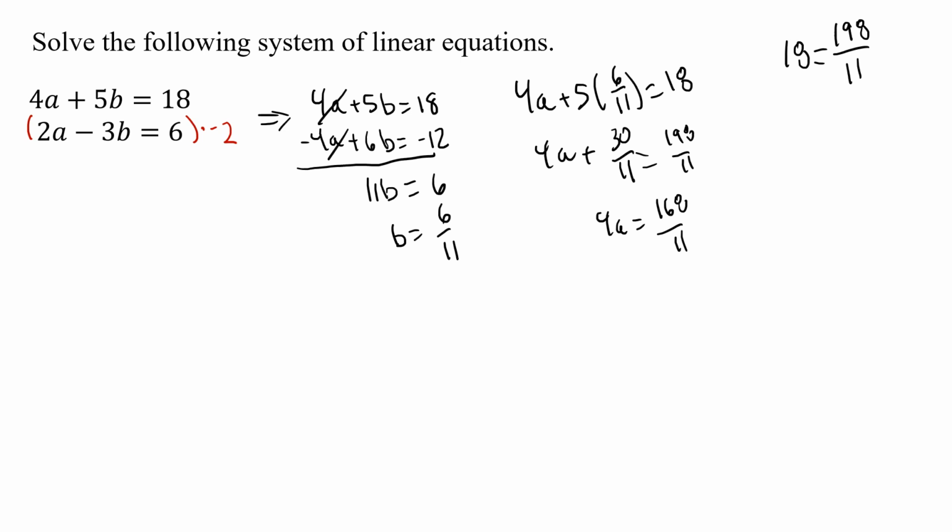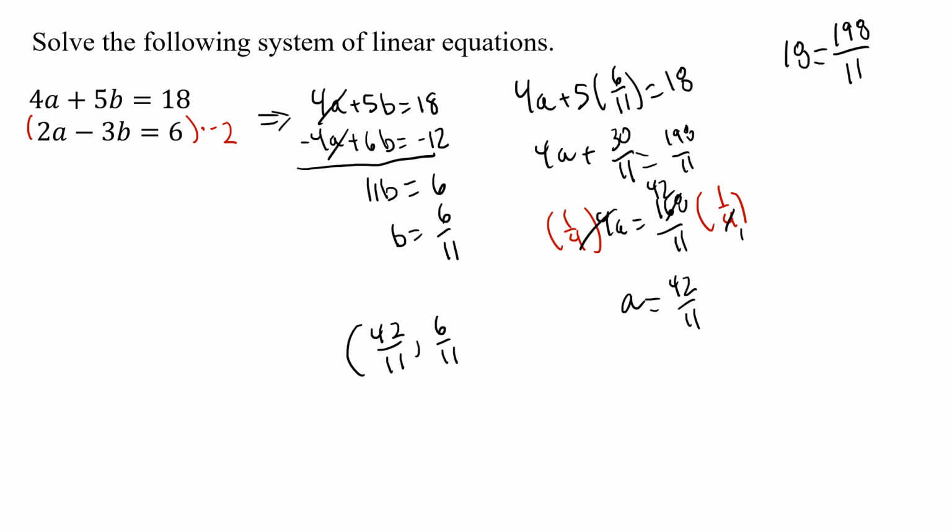So to solve this, I divide by 4 or multiply by the reciprocal, 1/4. So just like before, these cancel, leaving a. Now 168 is divisible by 4. 4 goes into it 42 times. So we get 42 over 11 as my answer. So again, A goes first alphabetically, so I list it first. And then I list B second.